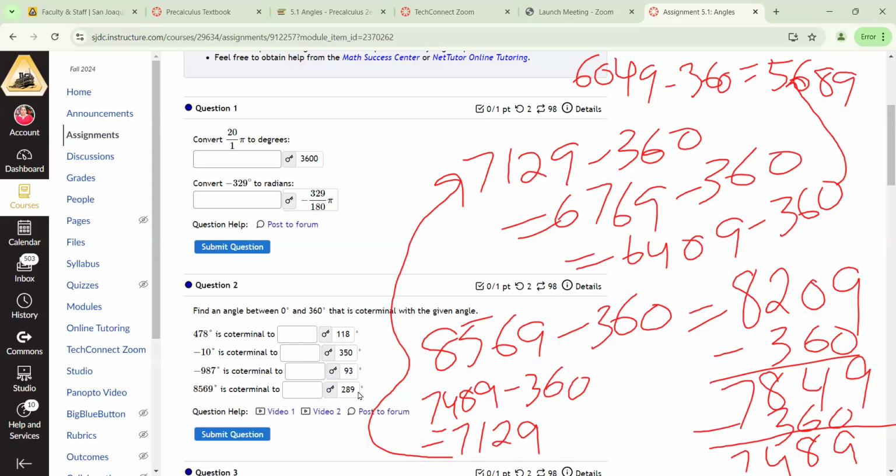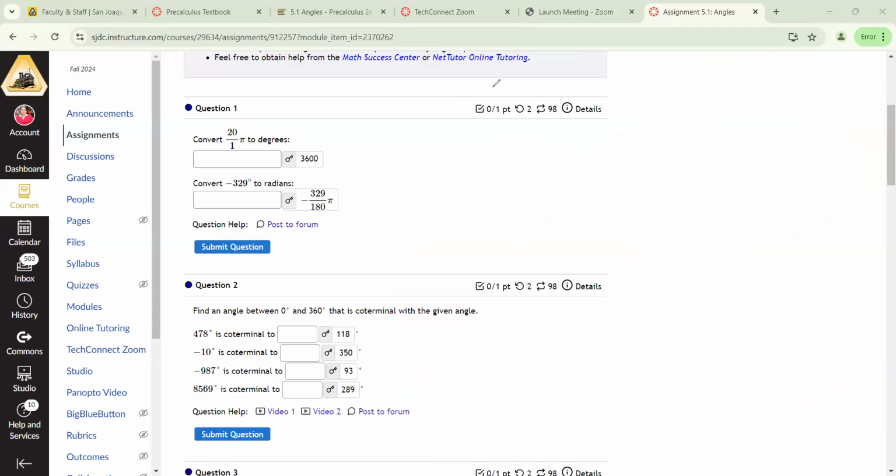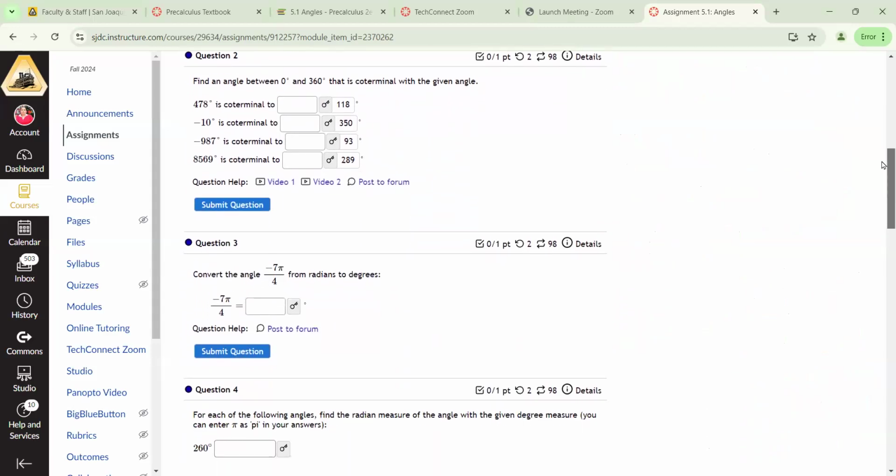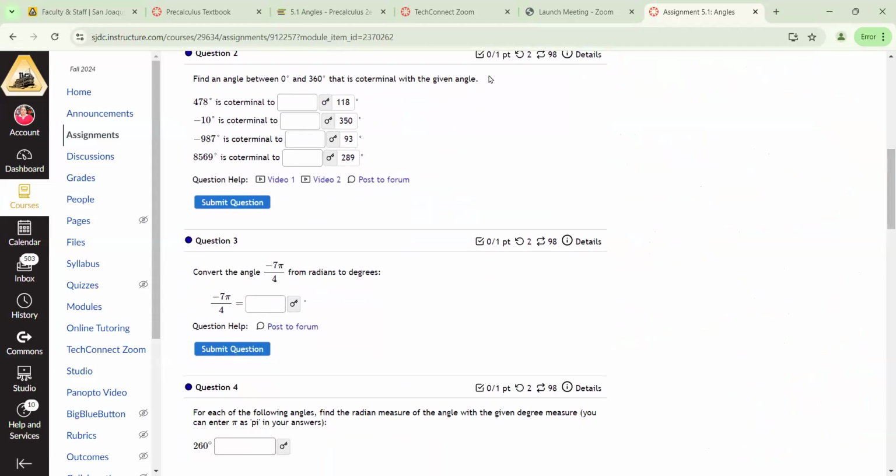It's going to take several other 360s to be taken out of the way. And then you come back to your answer of 289. Okay, so that was a little story of your coterminal angles. And we go further with question 3.